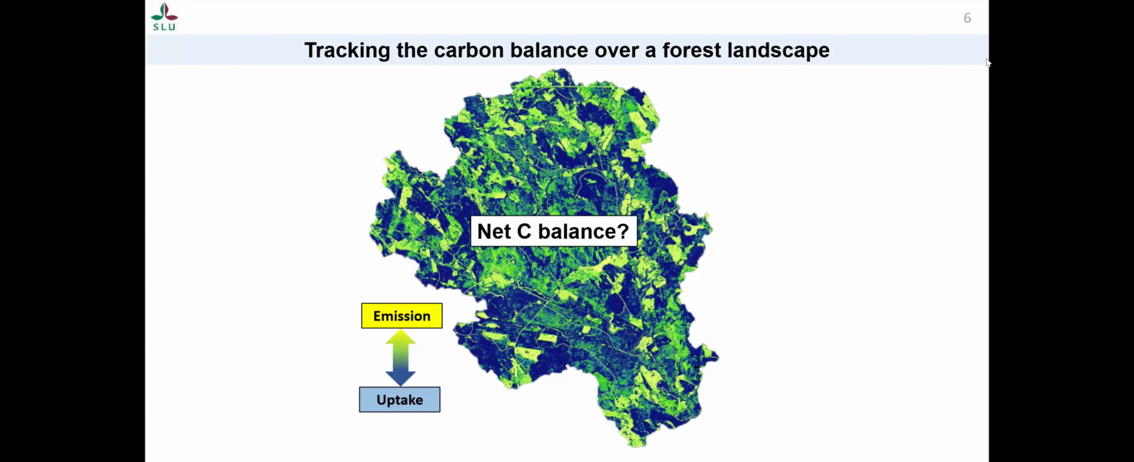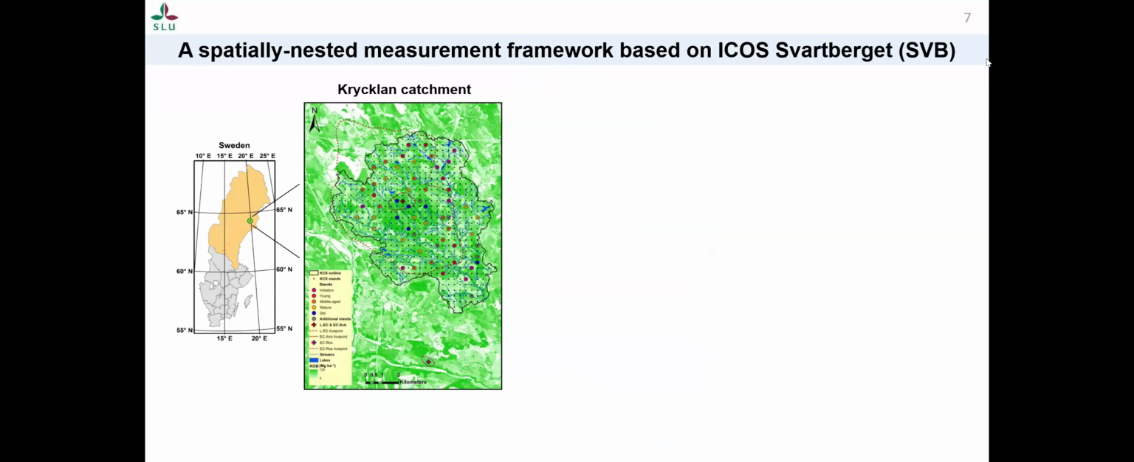And we have addressed this question at ICOS Svartberget by establishing a spatially nested measurement program that is built around the ICOS Svartberget Tower. And that station is located in northern Sweden. You can see on the left side figure the green marker indicating the position. And it is actually located within the Krycklan watershed, which is a 70 square kilometer watershed. This has been intensively monitored for hydrology over more than 4 decades.